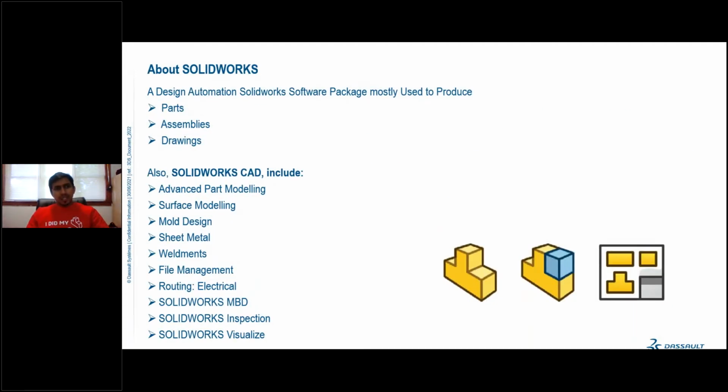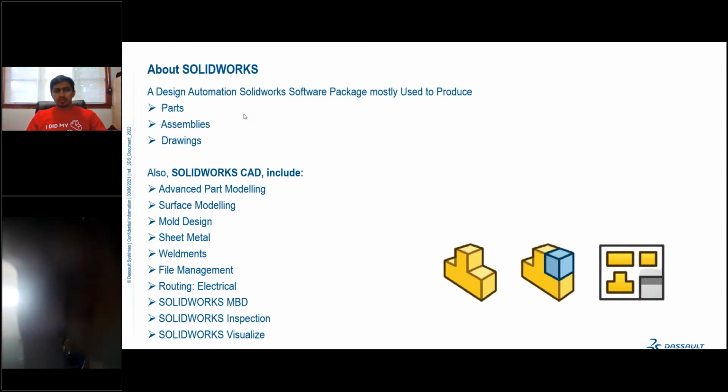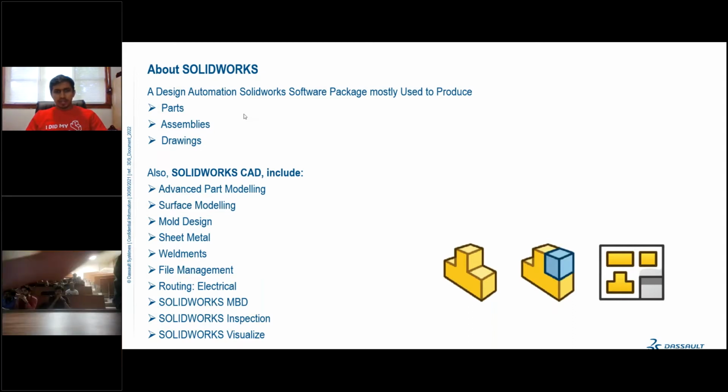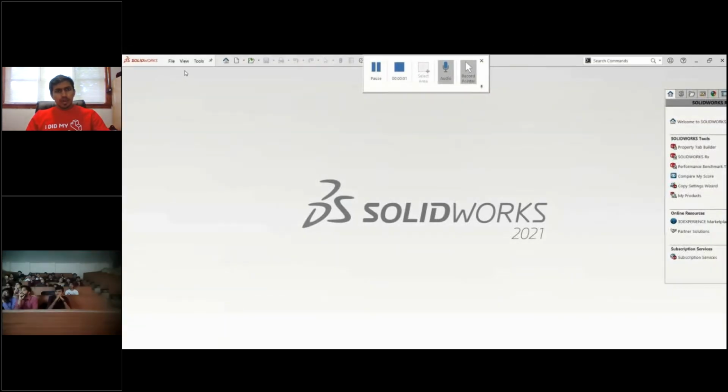So that's the basics of SolidWorks. As you can see, the SolidWorks software includes parts, assemblies, and drawings. In parts, you can create the 3D model, and you can do advanced modeling, surface modeling, mold design, sheet metal, weldments, and also electrical design, and you can use MBD and visualization for the rendering of your developed product. So now I'm going to share about some SolidWorks.